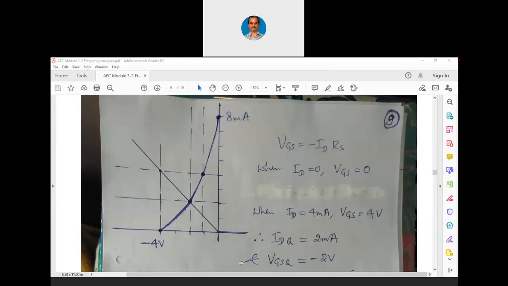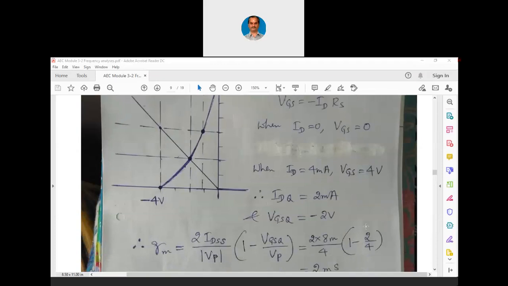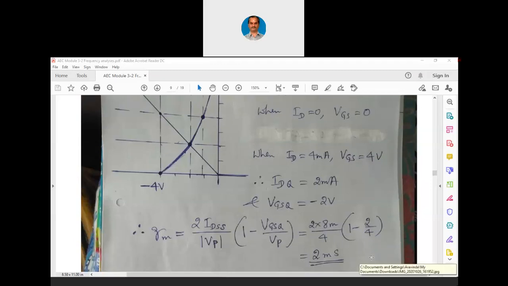Wherever the straight line is cutting this curve, there we get the Q point as such, right? So when ID is 4 milliampere, VGS is 4 volts, therefore IDQ is 2 milliampere, VGSQ is minus 2 volts. Now we can substitute these particular values in the expression for gm. What is gm? 2 IDSS by VP into 1 minus VGSQ by VP, that is 2 into 8 milliampere divided by 4 into 1 minus 2 by 4. We are getting 2 millisiemens. So for finding out the value of the transconductance itself, all these data were utilized along with the transfer curve.